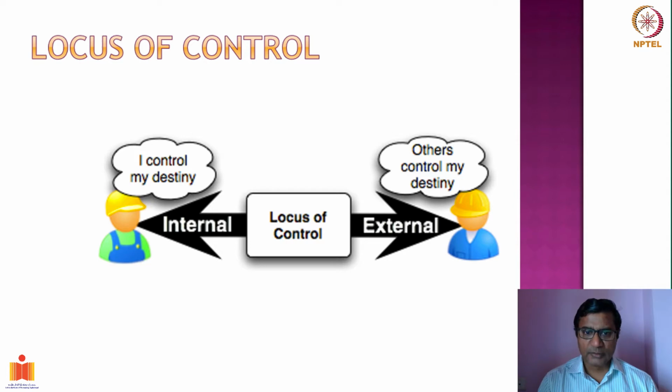Vis-a-vis internal locus of control, they want to plan. They want to be very assured of what they are planning and how it should happen. But external locus of control people think, okay, anyway I don't have control, so whatever happens, let's try to get the best out of it. That kind of attitude.